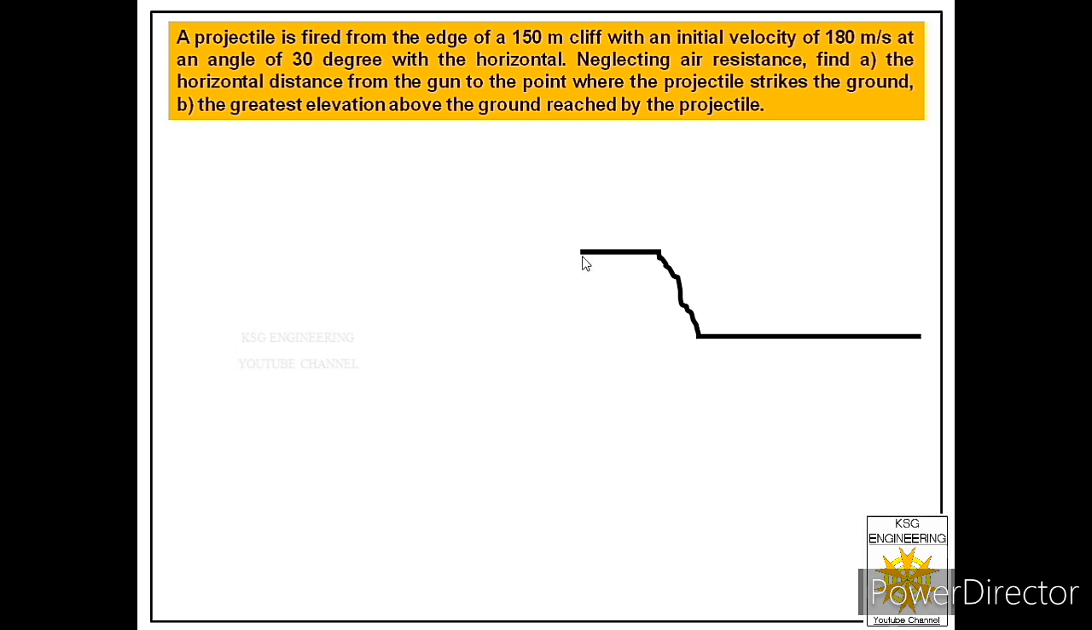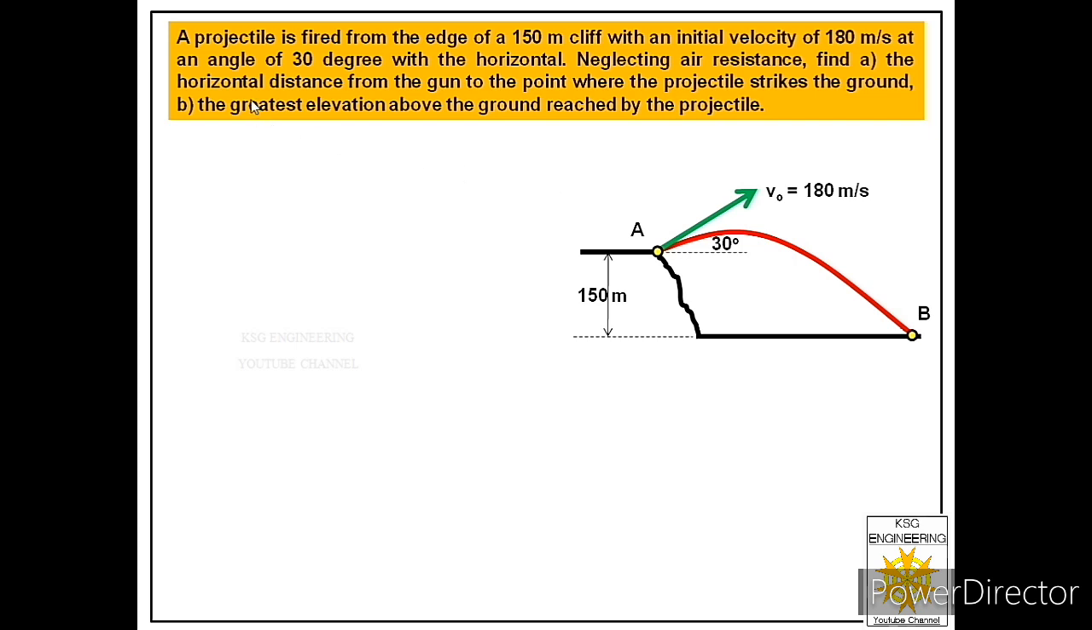We are given one cliff and the height of this cliff is 150 meter from the ground. And let us assume that point A represents the edge of this cliff, and from this edge a projectile is fired which strikes the ground at point B. And this projectile is fired with initial velocity of 180 meter per second, which makes 30-degree angle with the horizontal.